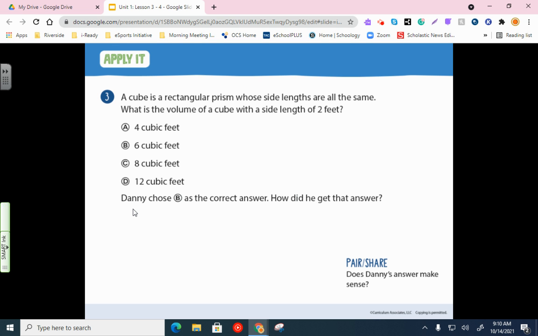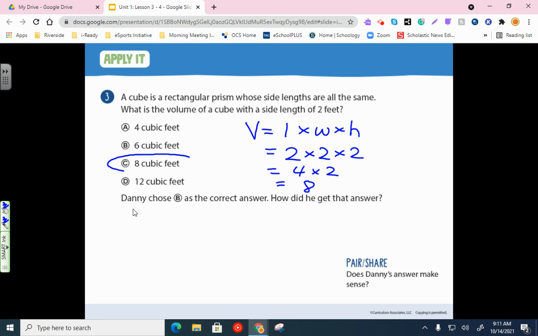So if every side is the same, we have length times width times height. We'll have 2 times 2 times 2. And that will be 4 times 2. And that will give us an answer of 8 cubic feet.